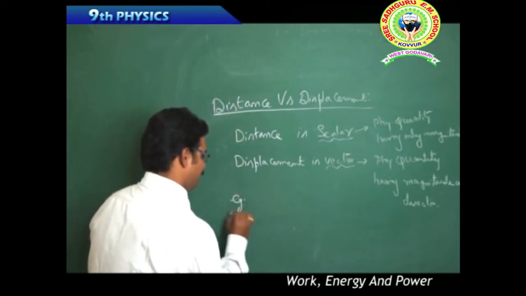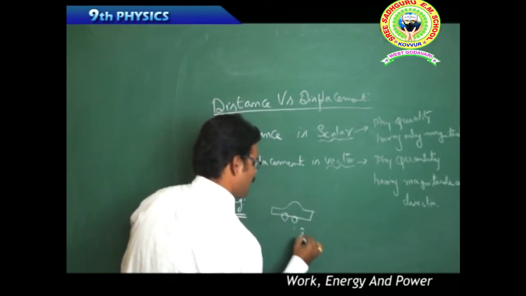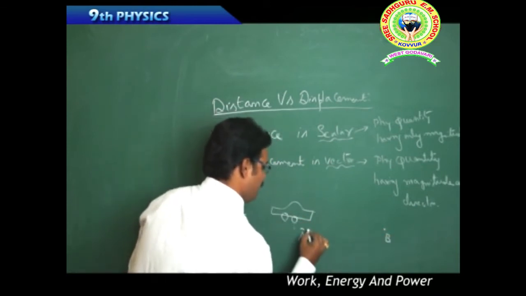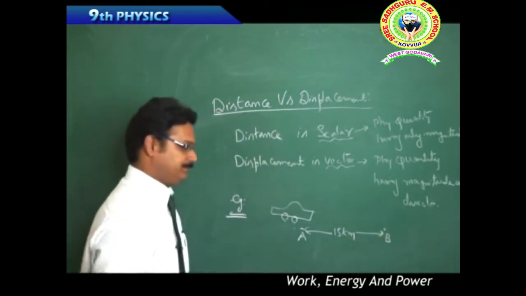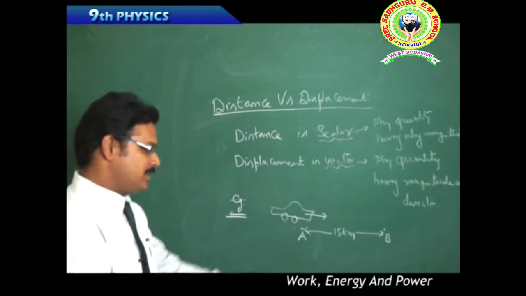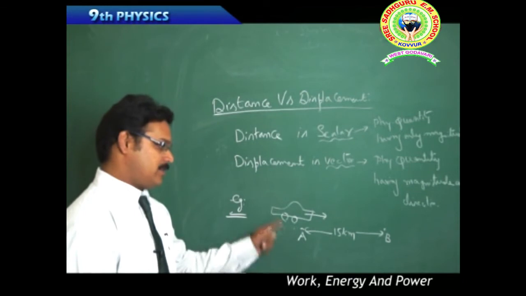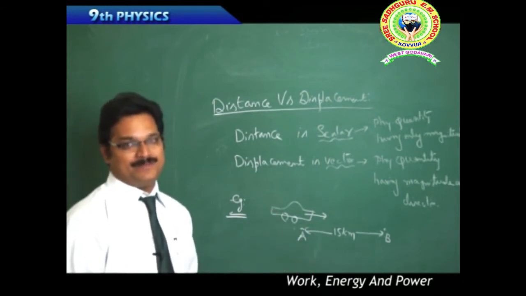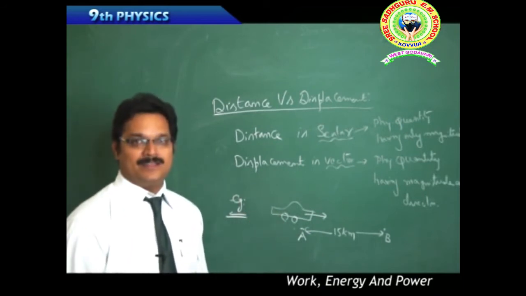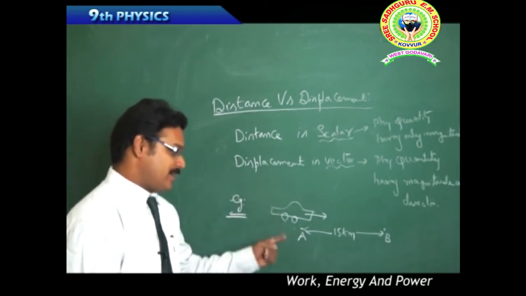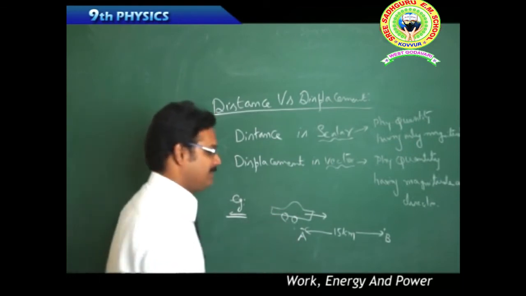Take an example. There is a car. This car has traveled a distance of 15 kilometers. So if I ask the question, what is the distance traveled by the car? Then the answer is, the car traveled a distance of 15 kilometers. The second question, what is the displacement traveled by the car? Then the answer is, it traveled 15 kilometers of displacement towards east.